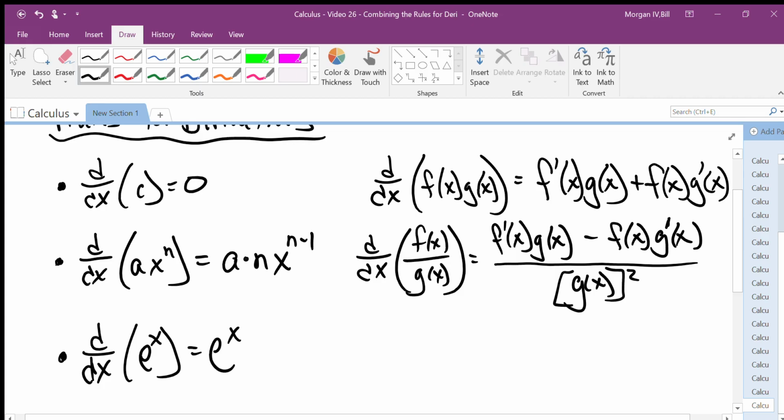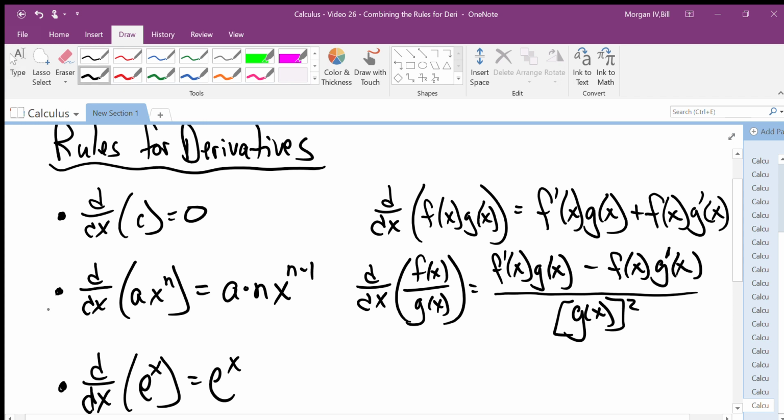Then on the right here, we have the product rule. The derivative of two functions multiplied, f of x times g of x, is f prime of x g of x plus f of x g prime of x. And then finally, we learned the quotient rule. The derivative of f of x divided by g of x is f prime of x g of x minus f of x g prime of x, divided by g of x squared. The numerator of which is a lot like the product rule, except it's minus instead of plus.